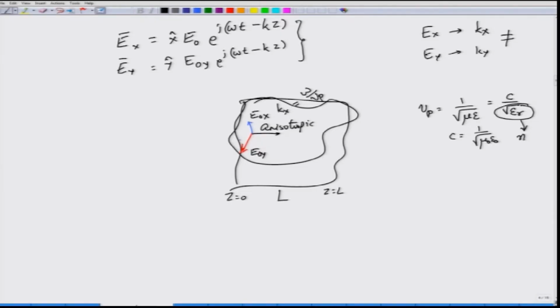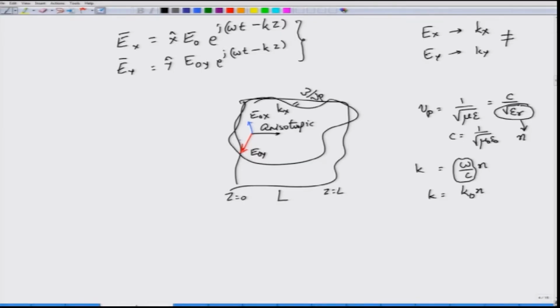From this relationship I can go back and write k is equal to omega by c into n, and then go to Kx and Ky. This omega by c is a number determined by the frequency and the speed of light in free space, and that is denoted by k0. So, k in general is k0 into n, where n is the refractive index of the medium. Now, if the medium is anisotropic, then the refractive index n, or equivalently the permittivity epsilon, will be different for an x polarized wave and different for a y polarized wave.